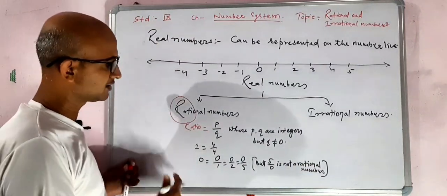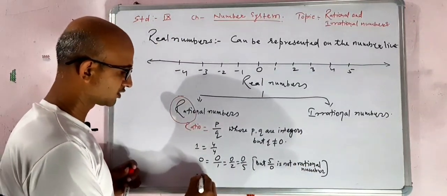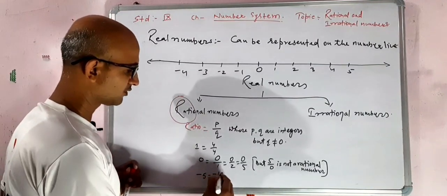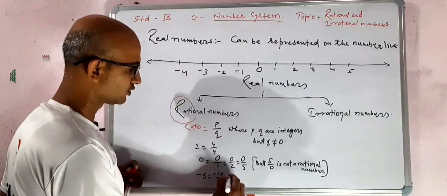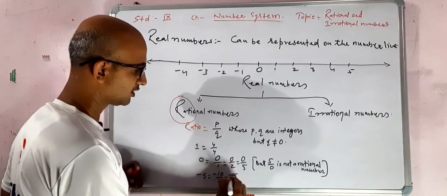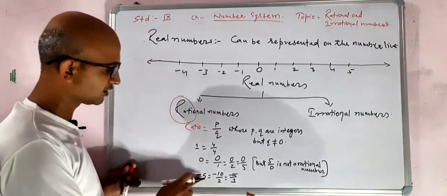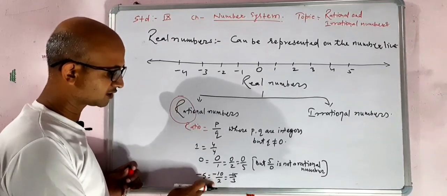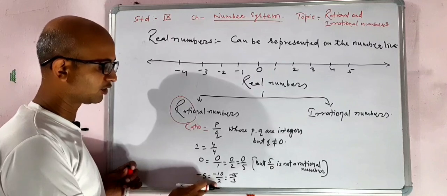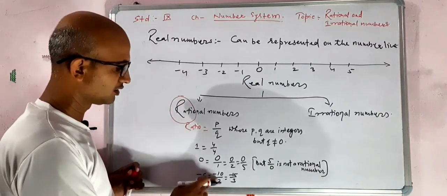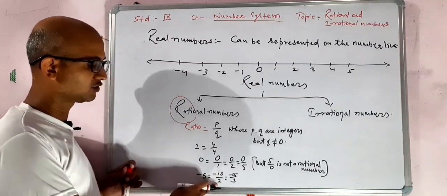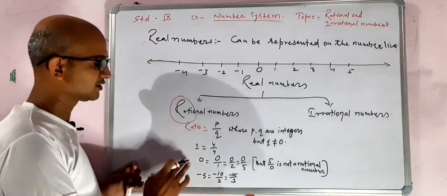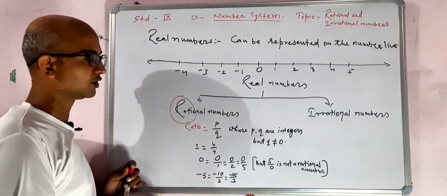Also, integers are rational numbers. For example, when we write minus 5, it is equivalent to minus 10 by 2, minus 15 by 3. When we write minus 5 in the form of minus 10 by 2, that is, we express minus 5 in the form of p by q, where p and q, minus 10 and 2, are integers. Therefore, minus 5 is also a rational number.